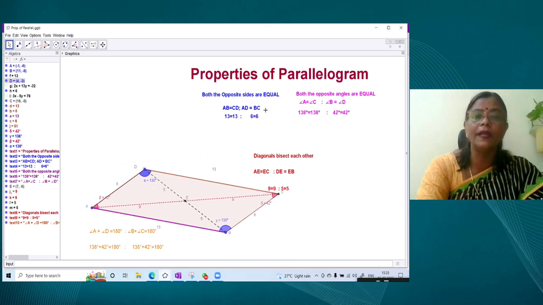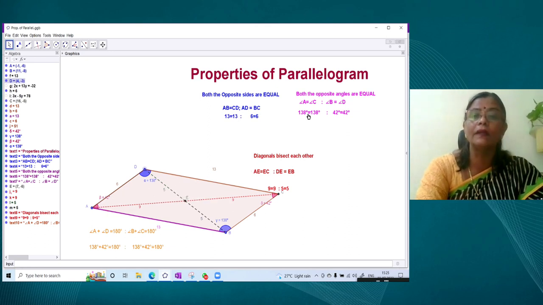Look, now see this length, AD and CD are equal, and AD and BC are equal. 13 and 13, that's the value of the sides of the parallelogram. Fine? Likewise, the opposite angles, this is another piece of information: the measure of angle A and angle C. Angle A is shown in pink color, what is its measure?